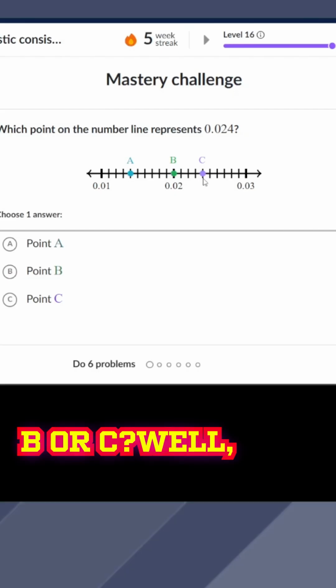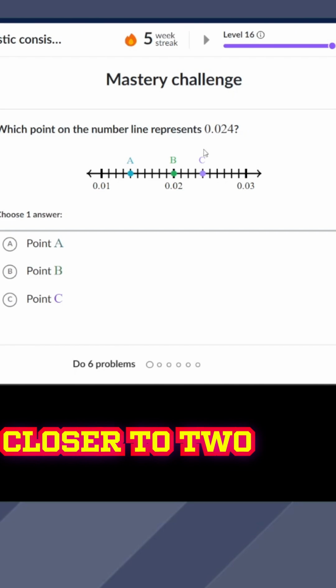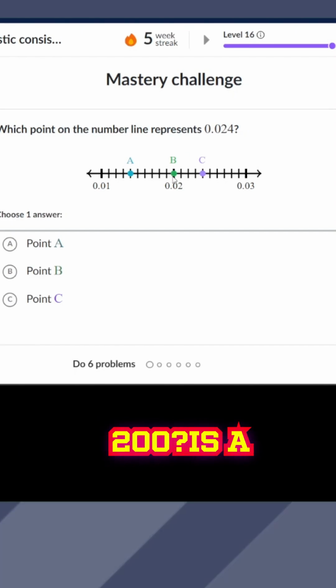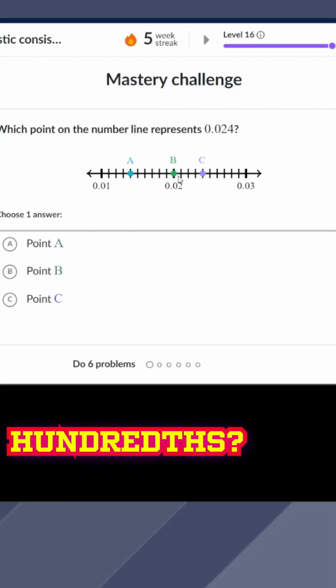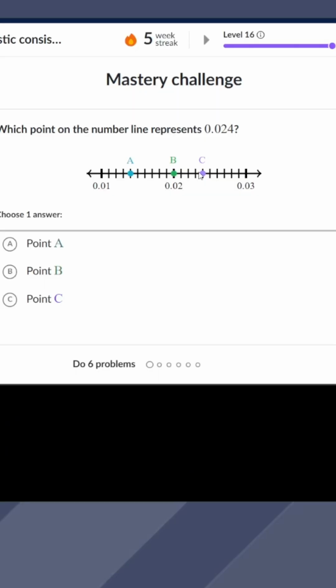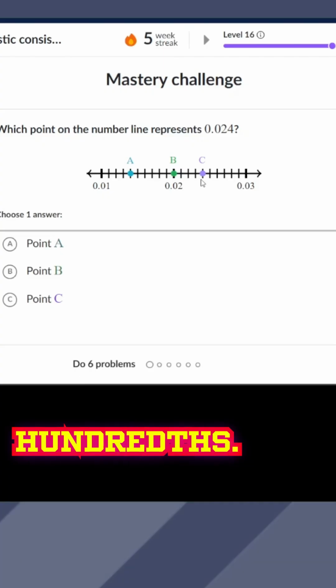A, B, or C? Well, first let's look at the one that's closer to 200ths. Is A closer to 200ths? Well, yes, A is close to 200ths. How about B? B is on 200ths. And how about C? C is also close to 200ths.